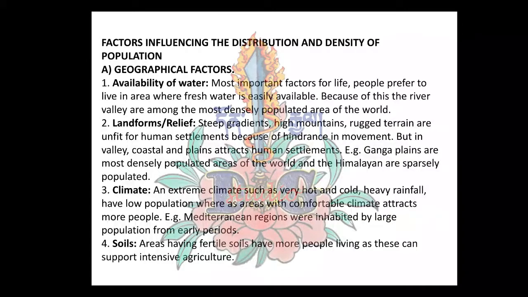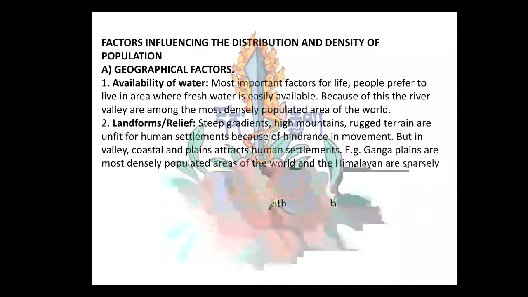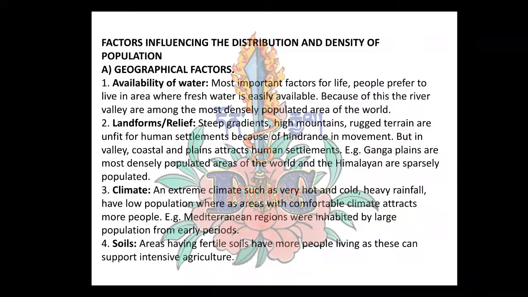Heavy rainfall areas have a generally low number of people, a low density of population, as compared to areas having a favorable or comfortable type of climate, such as in the Mediterranean region. Mediterranean is the name of a sea. We know that particular sea is located in between Europe and Africa. That particular sea is called the Mediterranean Sea.